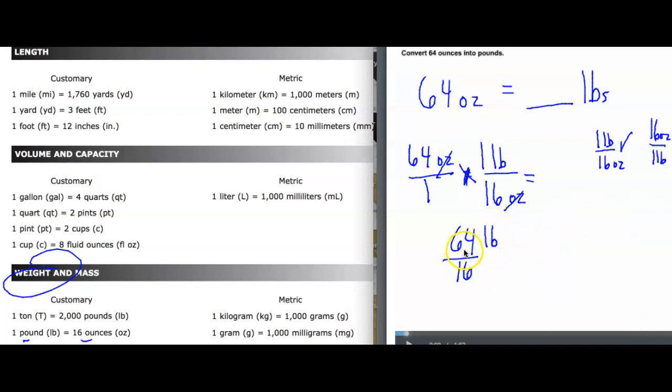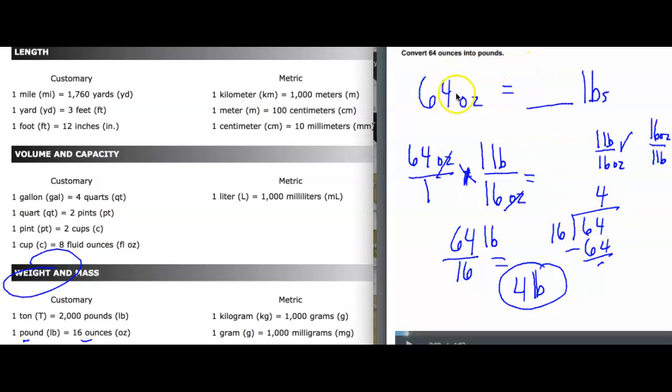So go ahead and divide 64 by 16 and tell me what your answer is. All right, so when we do the division, 64 divided by 16, we find out that 4 times 16 is 64. So 64 ounces is going to be equivalent to 4 pounds, and no further simplification is needed.